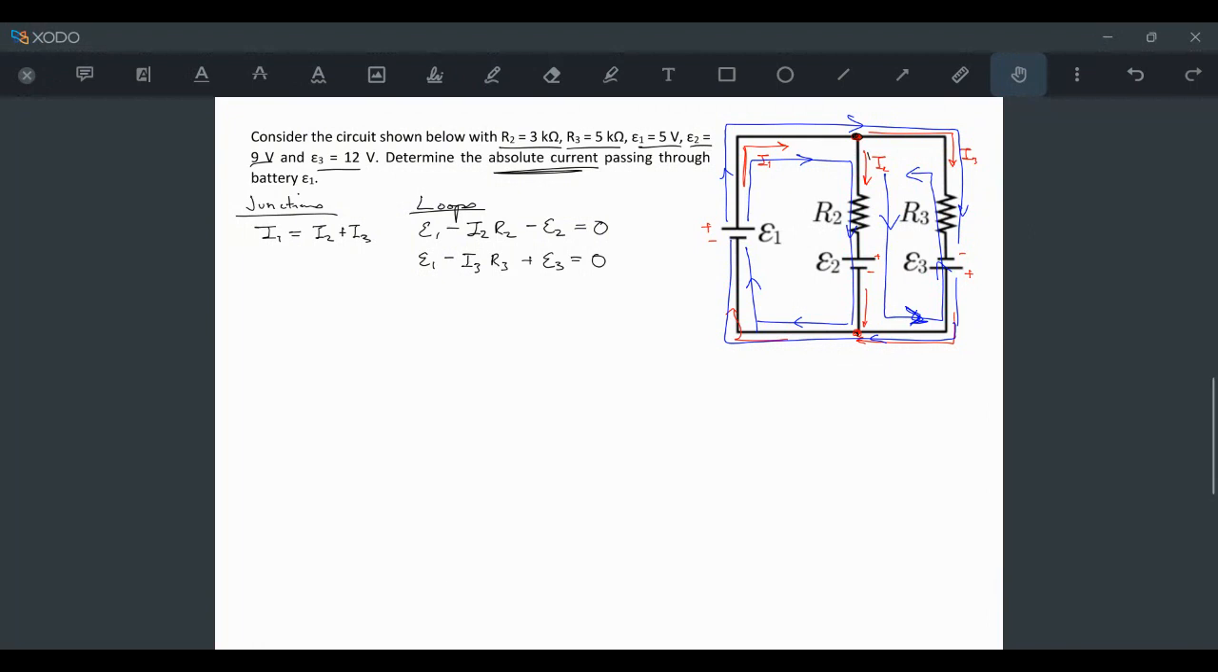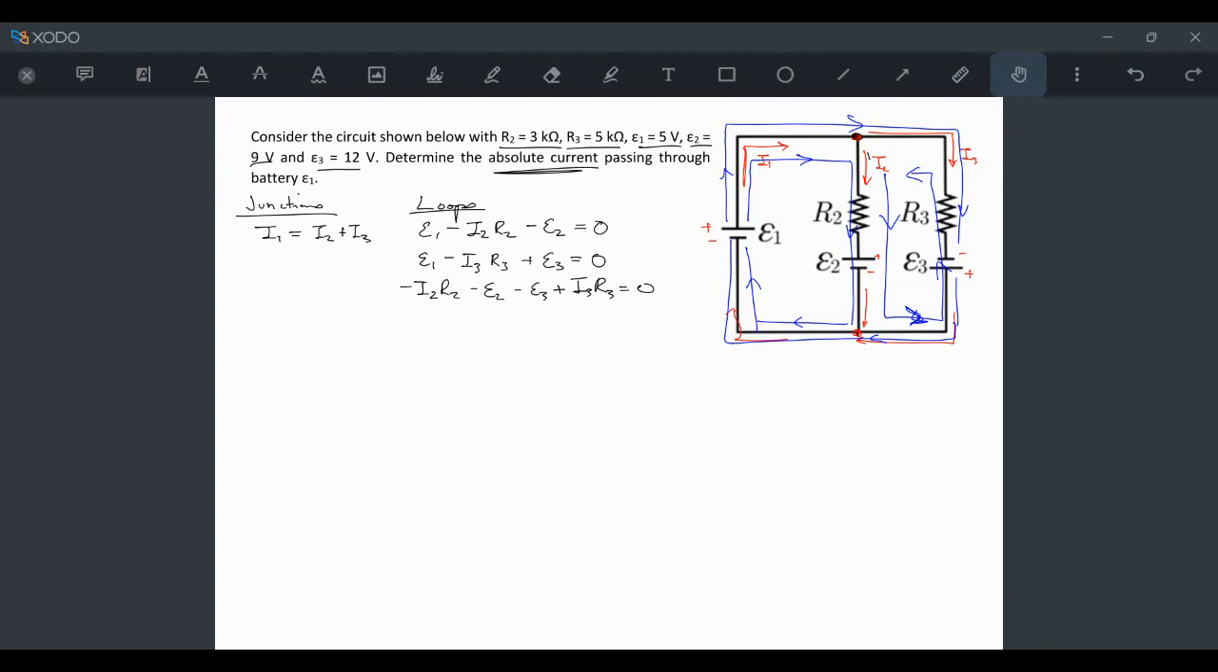And lastly, the information is not new, but it's good to practice. So we can do this other loop that I had between the two branches that excludes epsilon 1 entirely. So we have minus I2 R2, minus epsilon 2, minus epsilon 3, minus I3 R3, plus I3 R3. Again, this is a plus because we're moving in a direction in this loop opposite the direction of the current. And I don't think we have any extra information this time that we need to worry about, so this problem is a little more straightforward.